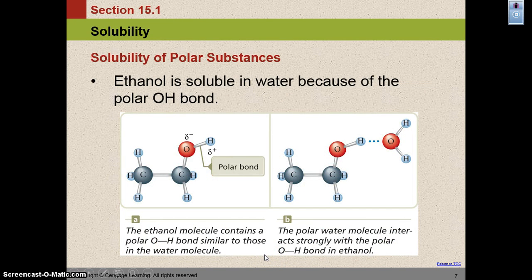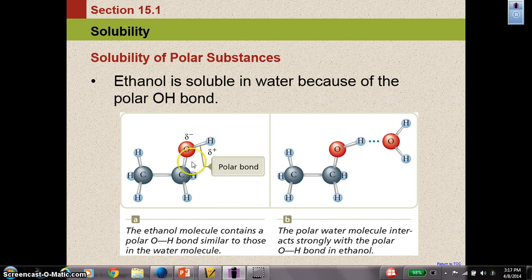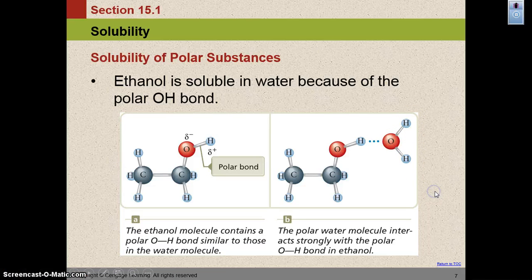Ethanol is soluble in water because it has a polar OH bond. So we found out in the last chapter that this unequal sharing of electrons causes a slightly negative and slightly positive end, and water is going to be attracted to that because water is very polar, has slightly negative and slightly positive ends as well.